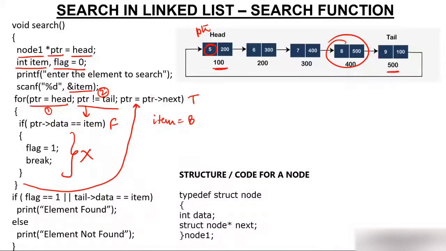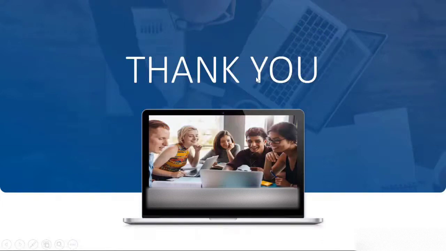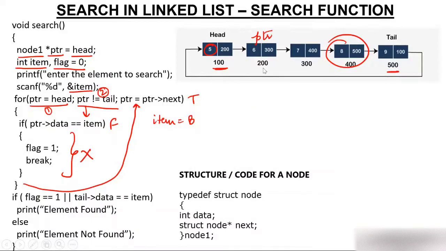I'll go and increment in the for loop. So PTR will have PTR next. What is PTR next? 200. So PTR will move from here to here. Fine. Again, I'll check the condition. Second condition: is PTR not equal to tail?